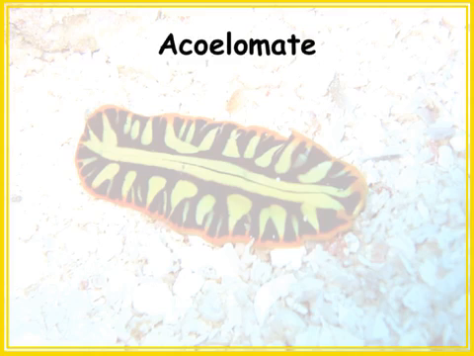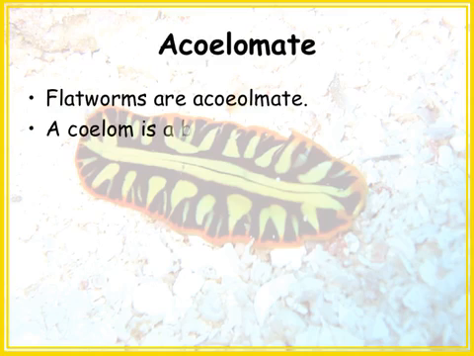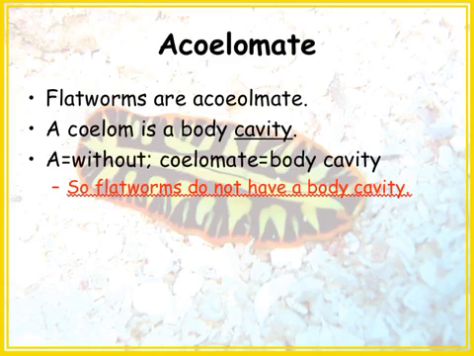Flatworms are acoelomate. Now they have these 3 embryonic germ layers that form the different organ systems, and they are acoelomate, which means they don't have a body cavity. A means without, coelomate means body cavity, so flatworms do not have a body cavity.